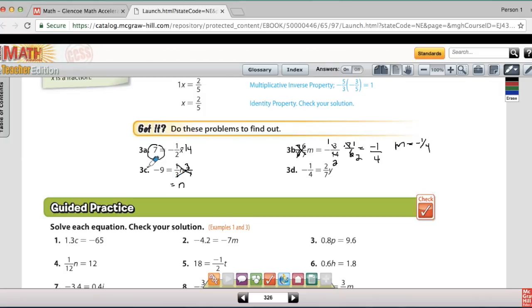by itself, and multiply by 3/1 to get -27. And finally, 3d, multiply by 7/2 and multiply by 7/2, and we get y equals -7/8. Again, pay attention to those negative signs.